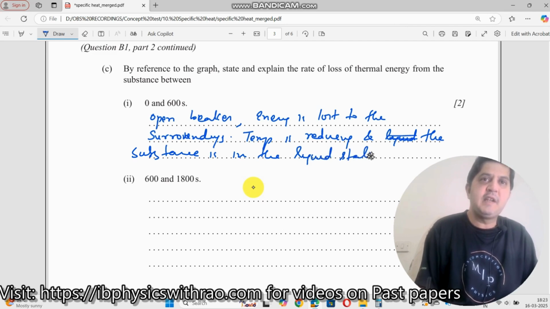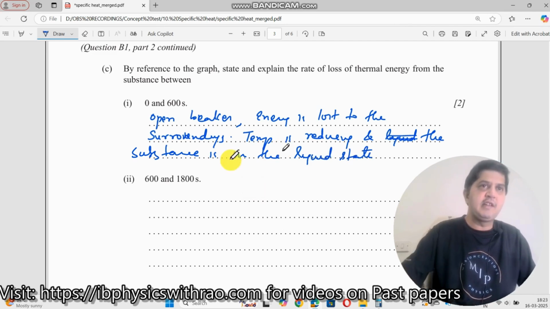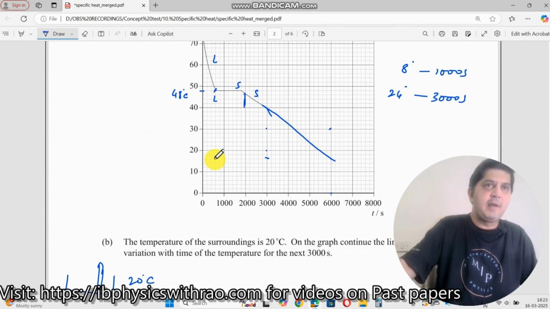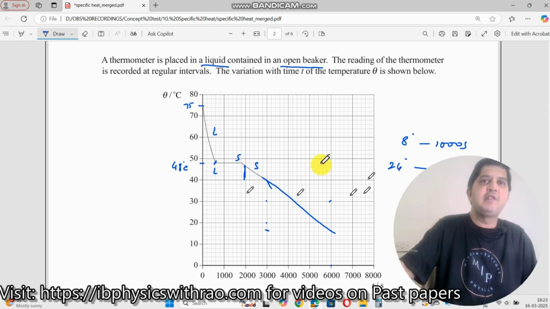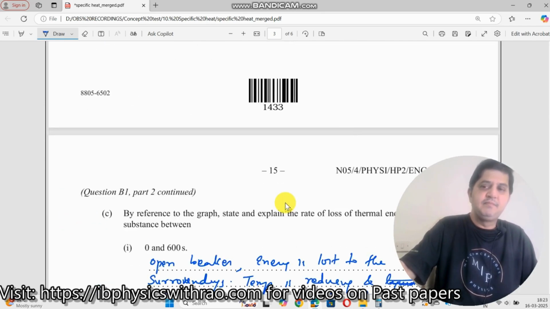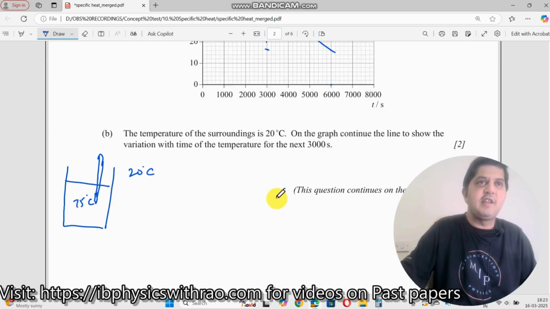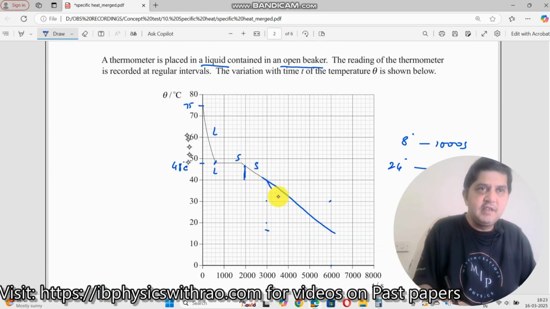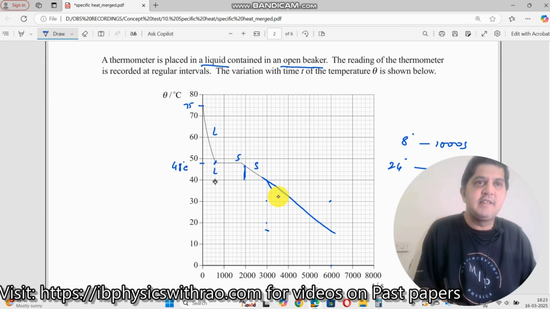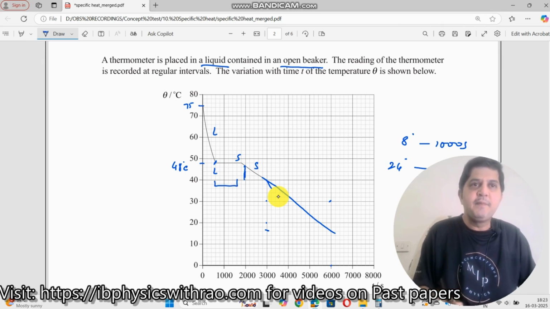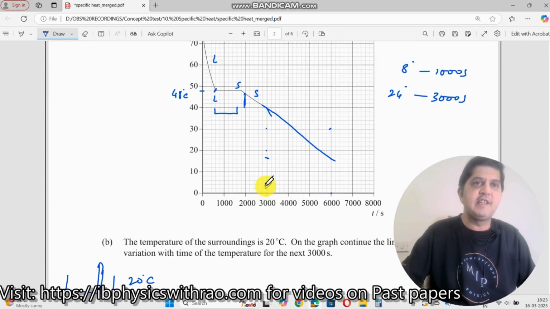See, the expectation is that we need to look into the graph, understand what the problem given is, and then mention what your observation is. That's what we need. Okay, so now between 600 and 1800 seconds. This is your 600, this is your 1800. So what is happening in this region? There is no decrease in temperature, which means a phase transition.